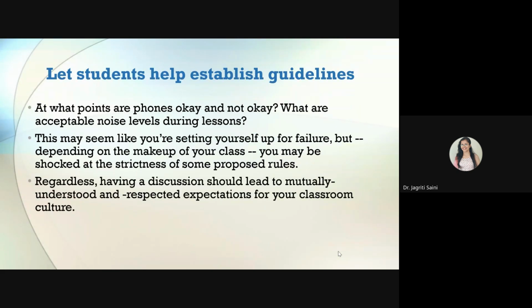And similarly, there should be a mutually understood concern for every discussion. There should be a set of expectations for your classroom culture that everyone has to follow, students as well as teachers.